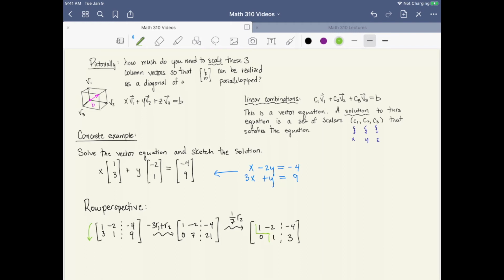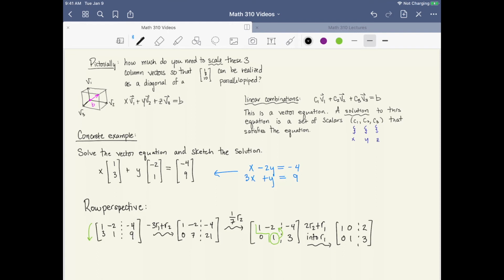I do have the stair step showing up, but now I want to take the rightmost pivot, which is a 1, and use it to eliminate the 2. So the last row operation that I'm going to apply is 2 row 2 plus row 1, and that's going to go into row 1. That's going to produce for me a 1, 0, and a 2 in the first row. And then I have my 0, 1, 3 unchanged.